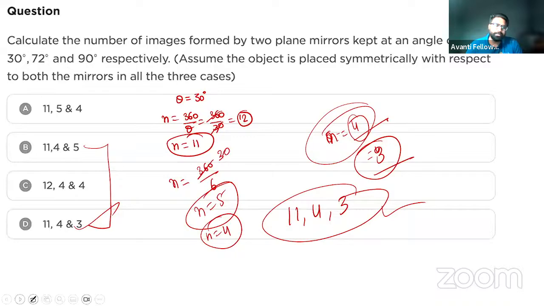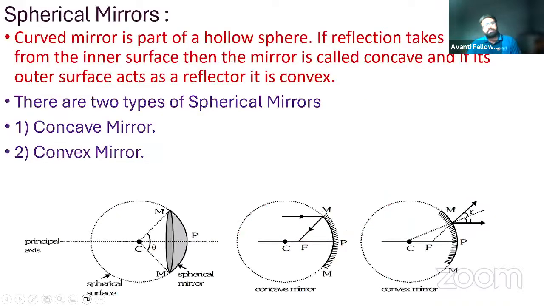Those who have responded. Now let's talk about some concepts of spherical mirror. Okay. Now look, what is a spherical mirror? We have a sphere first of all. Firstly, let's understand how these spherical mirrors are formed. Suppose we have a sphere. This is the sphere. It's a 3D object.